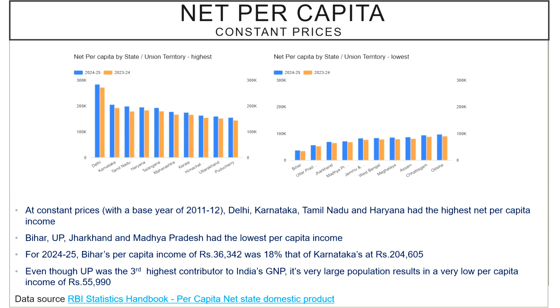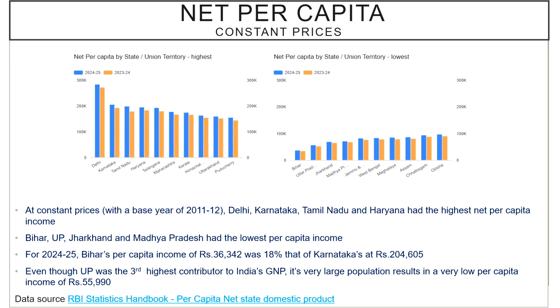Net per capita constant prices. At constant prices, with a base year of 2011-12, Delhi, Karnataka, Tamil Nadu, and Haryana had the highest net per capita income. Bihar, UP, Jharkhand, and Madhya Pradesh had the lowest per capita income.